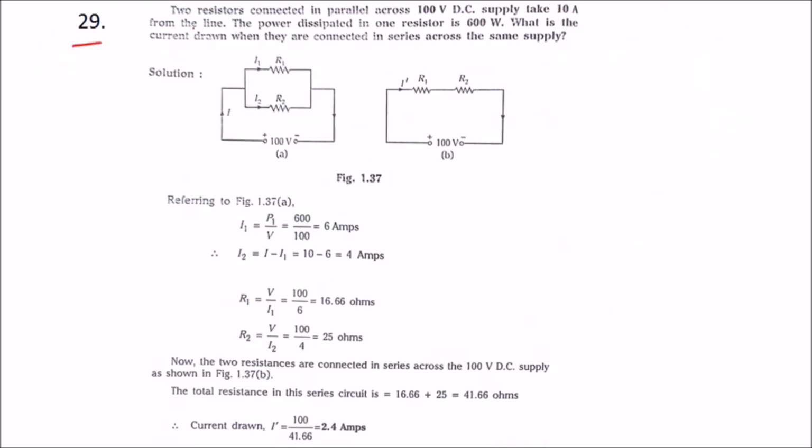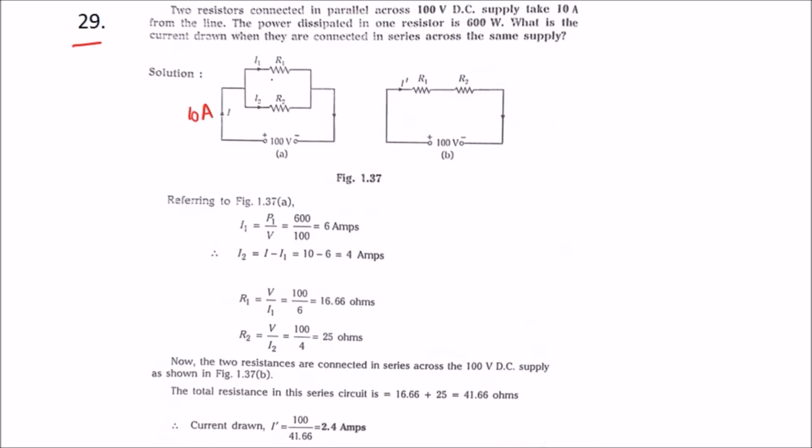Problem number 29. Two resistors connected in parallel across 100 volt DC supply take 10 amps from the line. The power dissipated in one resistor is 600 watt. What is the current drawn when they are connected in series across the same supply? The diagram is shown as explained in the question. Two resistors are connected in parallel across 100 volts, and they take 10 amps from the line. So I will be 10 amps.